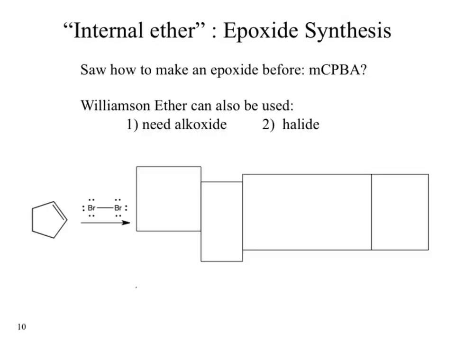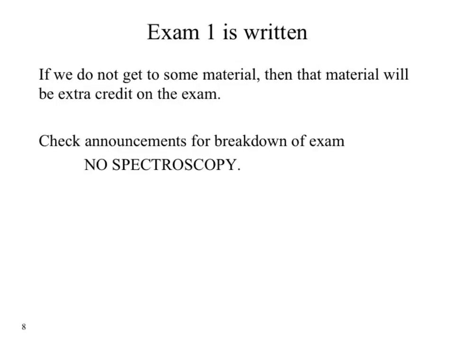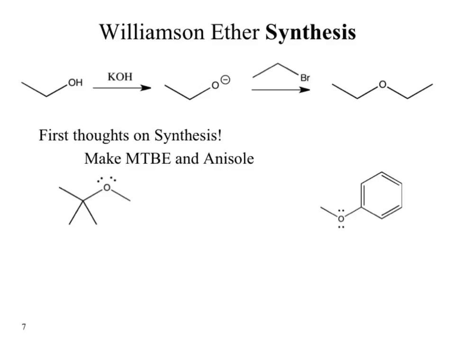Internal ethers, epoxide synthesis. Okay. We can do a Williamson ether reaction internally. So if we go back to where we'd ended last week, if we look at a Williamson ether, we're adding our nucleophile, our alkoxide, to our alkyl halide. And they're 2 separate species. Do they have to be 2 separate species? No. It can happen internally.